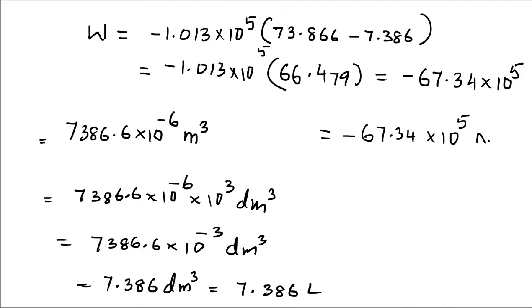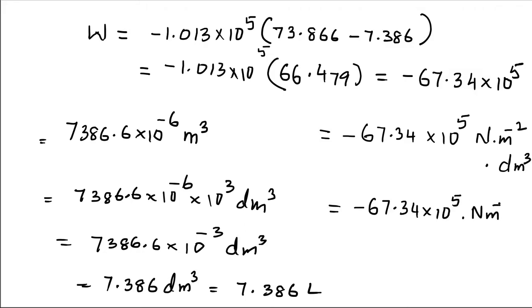Newton times meter power minus 2, and the other one is decimeter cube. So let's make this into liters. Newton meters, which is joules, 67.34 times 10 raised to the power of 5, and this is Newton meter power minus 2. This is decimeter cube. If we convert that into meter cubes, that will give us 10 power minus 3 meter cube. So this is 10 power 5, 10 power minus 3. That will give us 10 power 2. That gives negative 67.34 times 10 power 2 Newton meters.